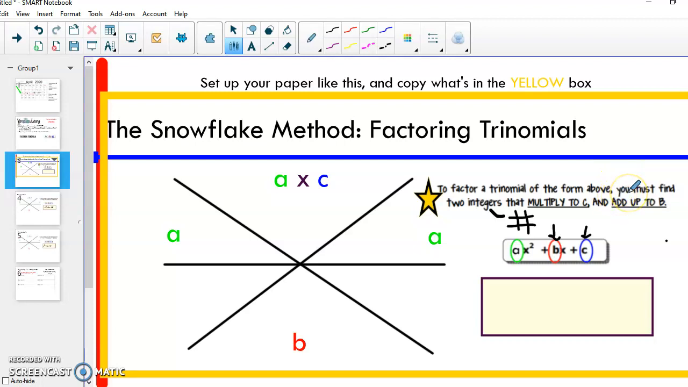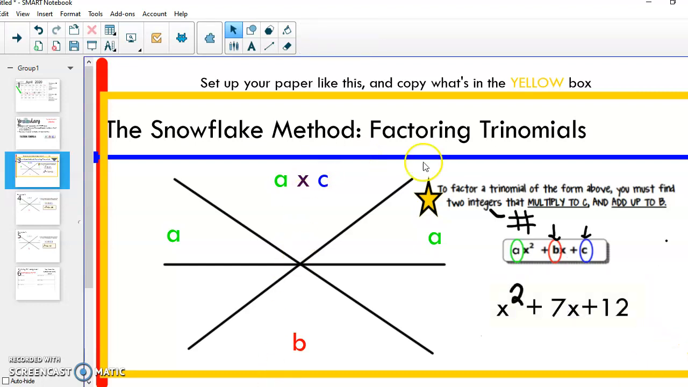Now, for some of us, we can think of those answers and we can think of numbers that multiply and add together very quickly, but it's not always super easy as the numbers get bigger. So let's go ahead and look at our first example problem. See my very fancy animations here. We have x squared plus 7x plus 12 as our first problem.